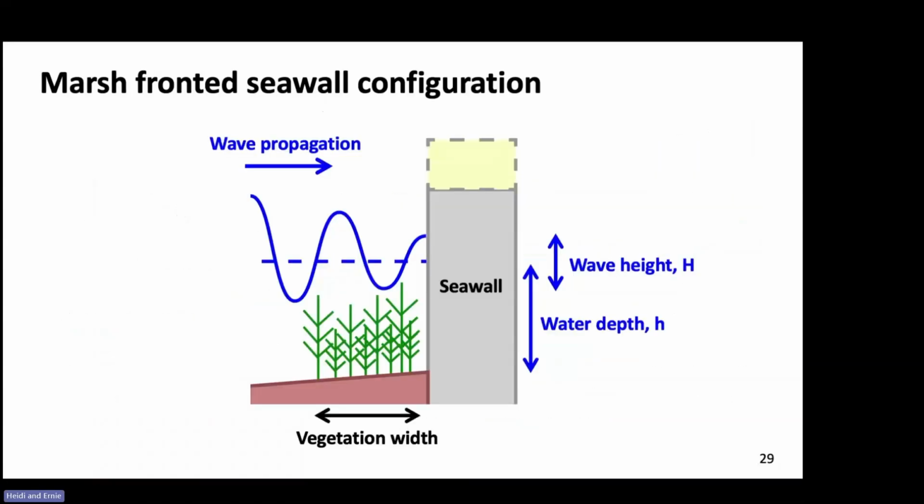So here's a schematic of a marsh fronted seawall where I would present some of the sensitivity analysis. Just to go over the diagram, we have waves coming from the left going to the right. There's a water depth of small h, and the wave height at the seawall is denoted as capital H. And we have vegetation width right in front of the seawall, providing that vegetation drag.